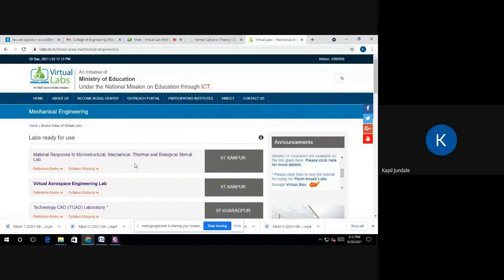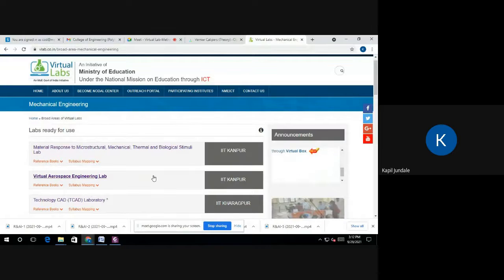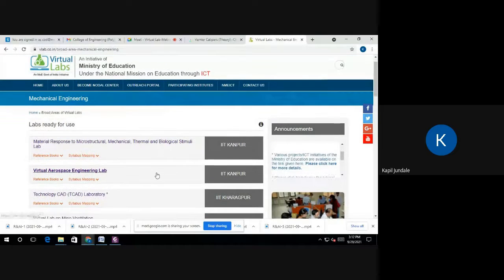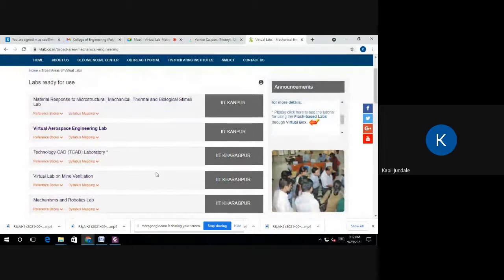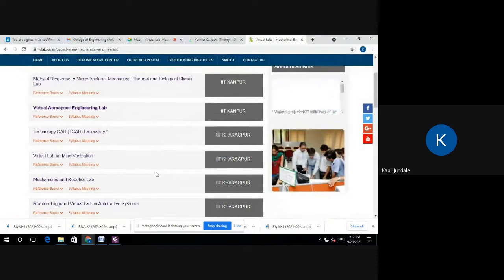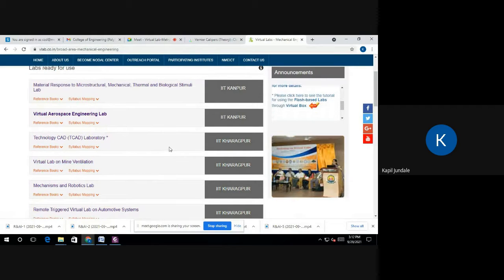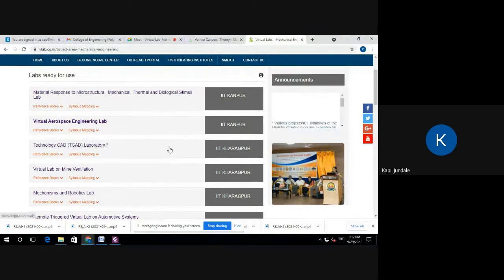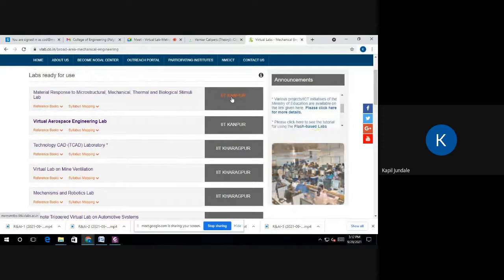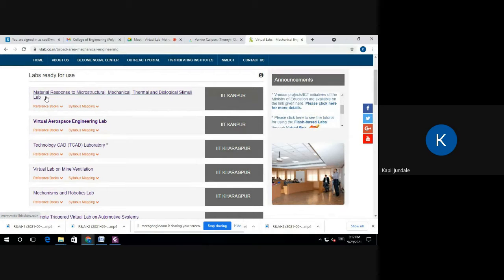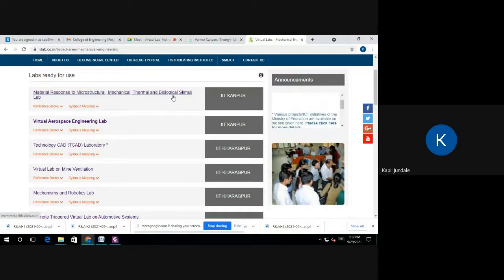You will reach this page now. Now you can see here there are different virtual laboratories which are developed by various organizations, like IIT Kanpur. You can see IIT Kanpur developed this material response to microstructure, mechanical, thermal and biological stimulation lab.